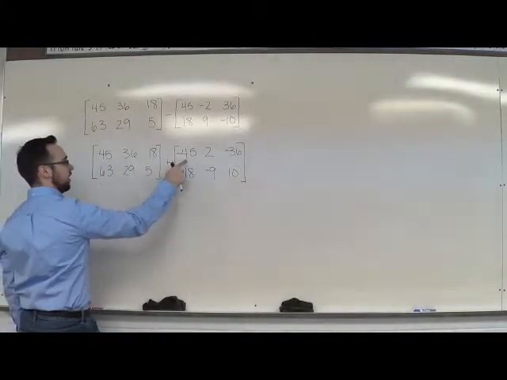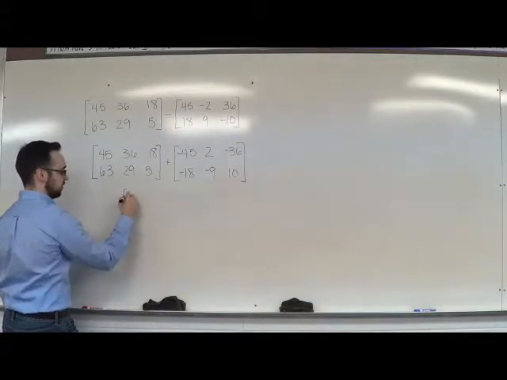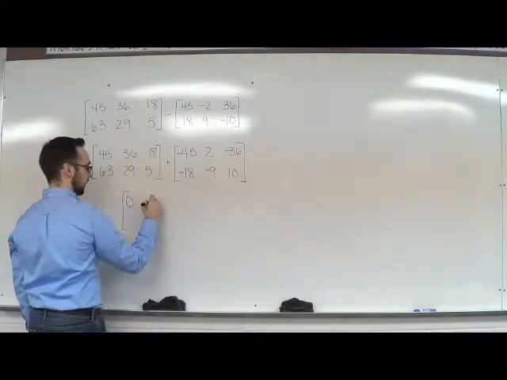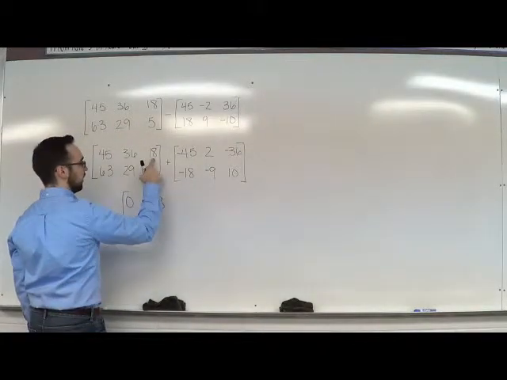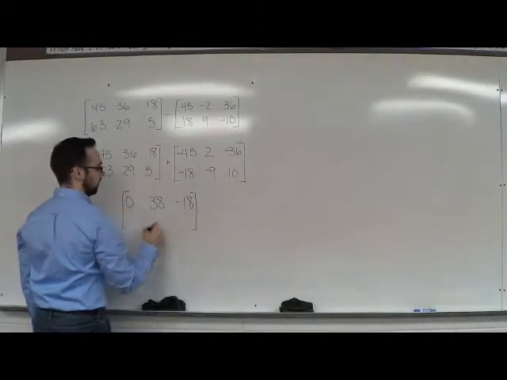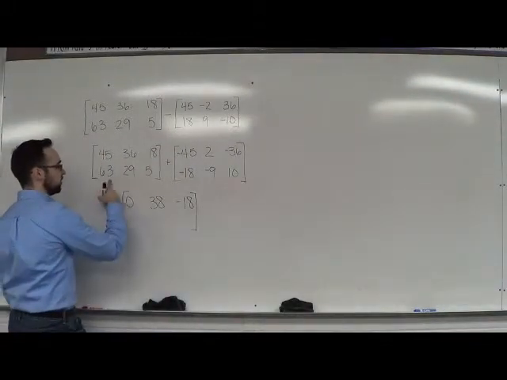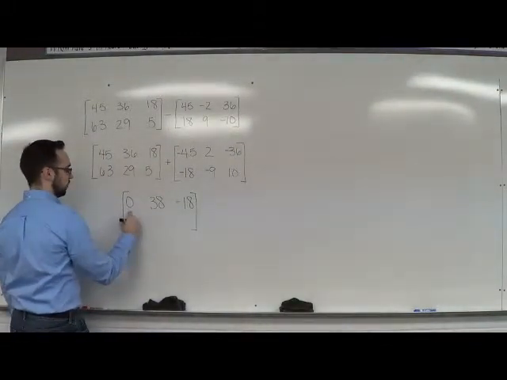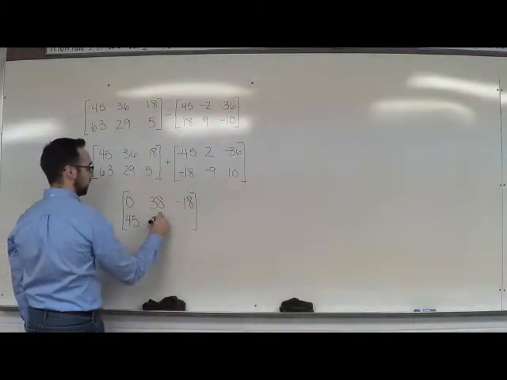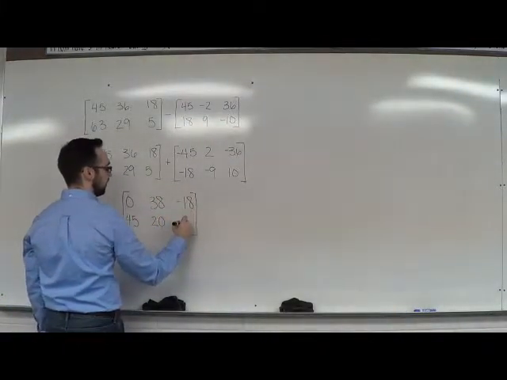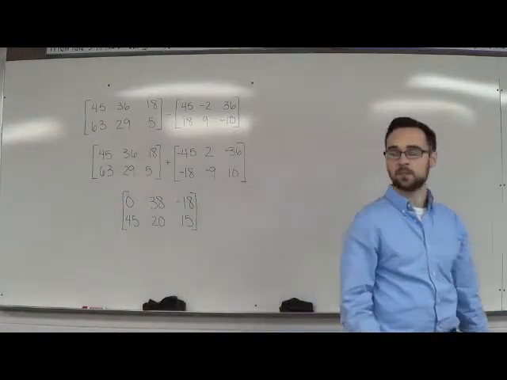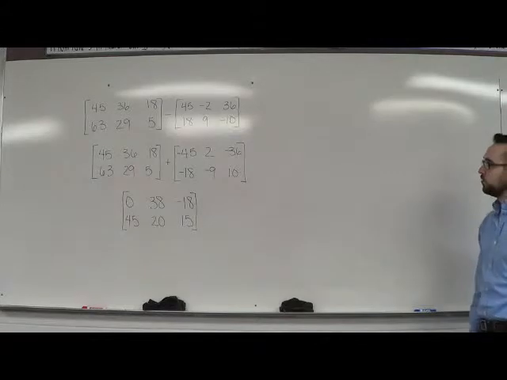So now we have 45, and a negative 45 gives us 0. Well, 36 and 2 is 38. 18 and negative 36 is a negative 18. 63 and a negative 18 is 45. 29 and a negative 9 is 20. 5 and 10 is 15. And that is matrix subtraction.